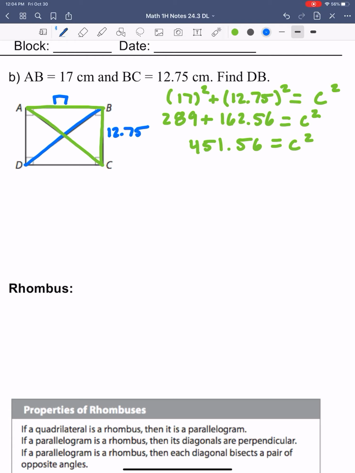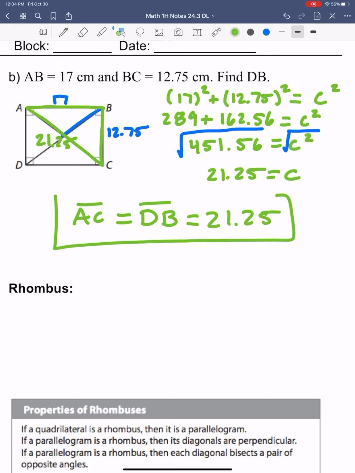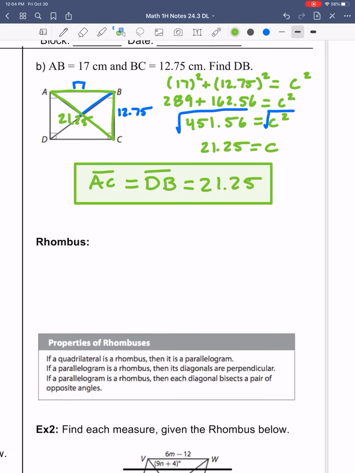And so remember, to get rid of the square, I've got to use the square root, so I'm going to do that to both sides. And I'm going to get 21.25 here as c, and remember c was the length of that hypotenuse, so we found this to be 21.25. Okay, and so if we found AC, we know that AC equals DB because the diagonals are congruent, and we found that to be 21.25. All right, so there are properties of our rectangles.